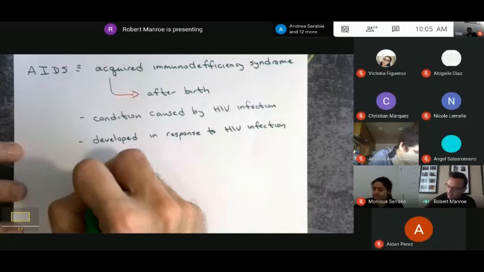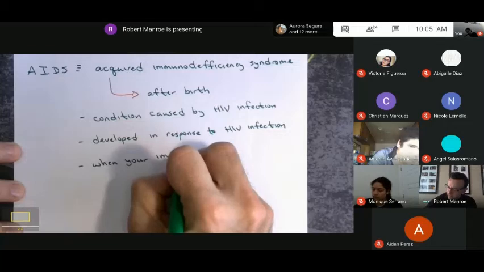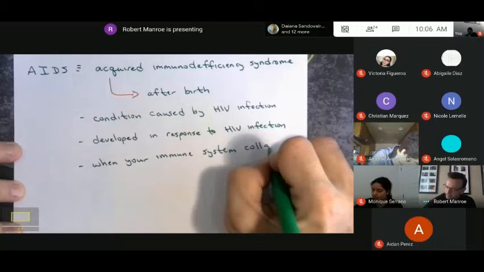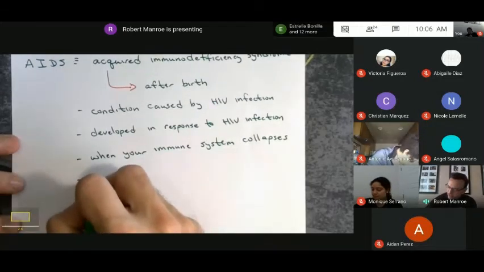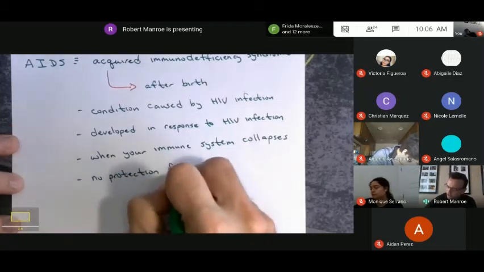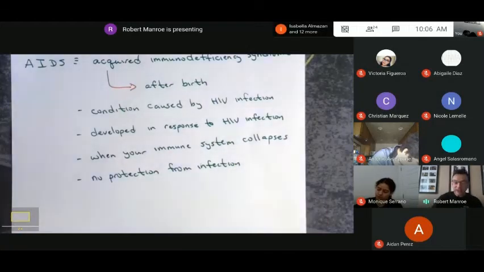And clinically, the definition of AIDS is when your immune system collapses. I'm riding on kind of a hill here. That's interesting. And when your immune system collapses, you have no protection from infection. So what can you be infected by? Ready? Anything. Okay.